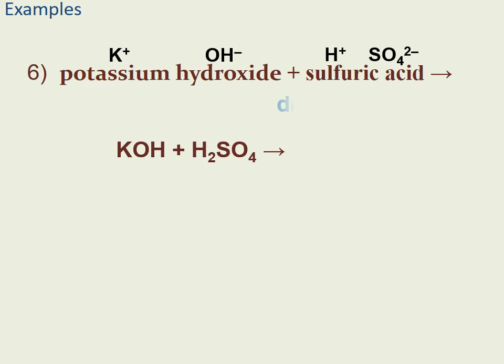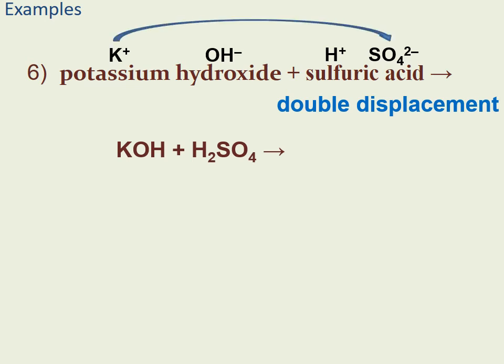A pair and a pair means double displacement. The K+ is going to go with the SO4 2-, making K2SO4. The H+ will go with the OH-, making HOH. No, that's not right. It's going to make H2O. Then we balance, and example 6 is complete.